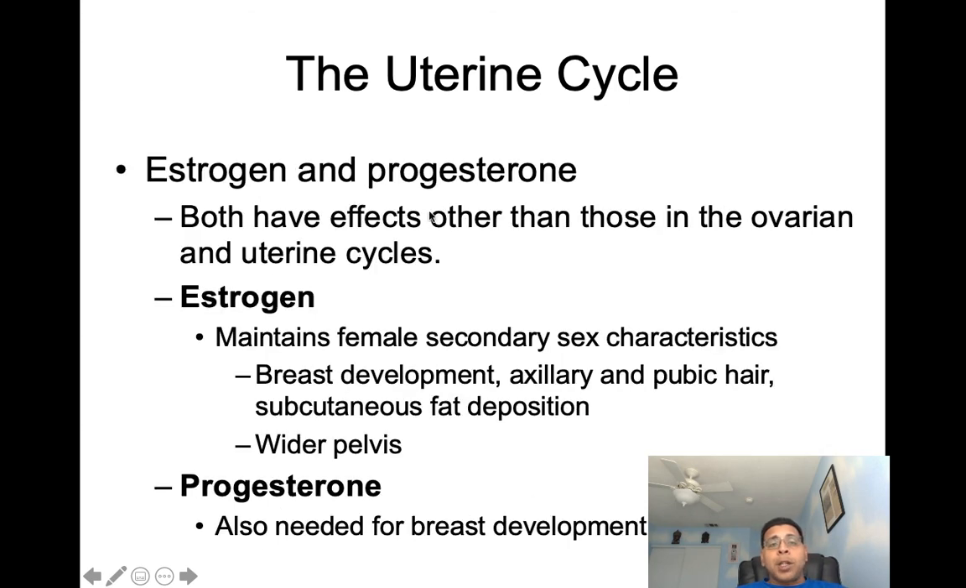Next, when we talk estrogen and progesterone, both are going to have effects other than those in the ovarian and the uterine cycles. Estrogen, we can see, is going to maintain female secondary sex characteristics, such as breast development, axillary and pubic hair development, and subcutaneous fat deposition, kind of like what testosterone did in the male, also causing a wider pelvis to be formed.